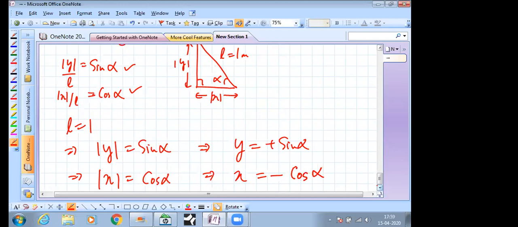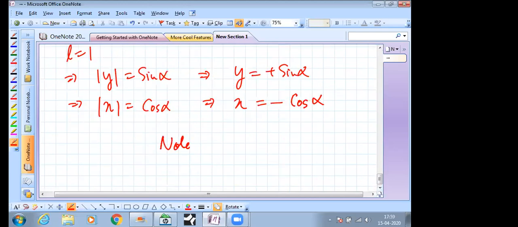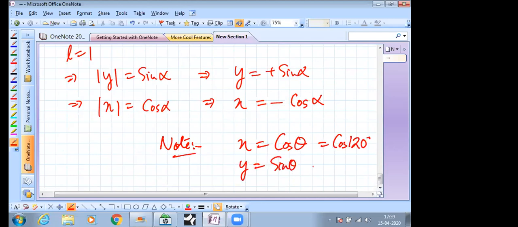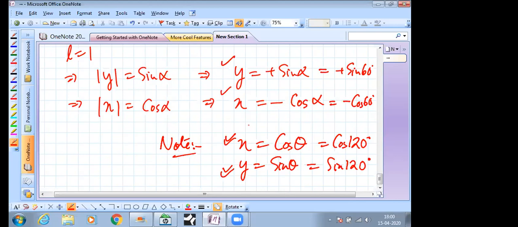Okay. So next you go back to what was the definition of x. The definition of x was nothing but cos theta, where theta was that obtuse angle, in this case cos 120 degrees. And what was the definition of y? It was sin theta. In this case it is sin 120 degrees. And from the diagram you're seeing what is the value of y? It is nothing but plus sin 60. And what is the value of x? It is nothing but minus cos 60. So now comparing these two equations with these two equations, see what they are giving you. Equate x with x. So that means cos of 120 is how much? Minus cos 60. Whereas sin of 120 is how much? It is plus sin 60.